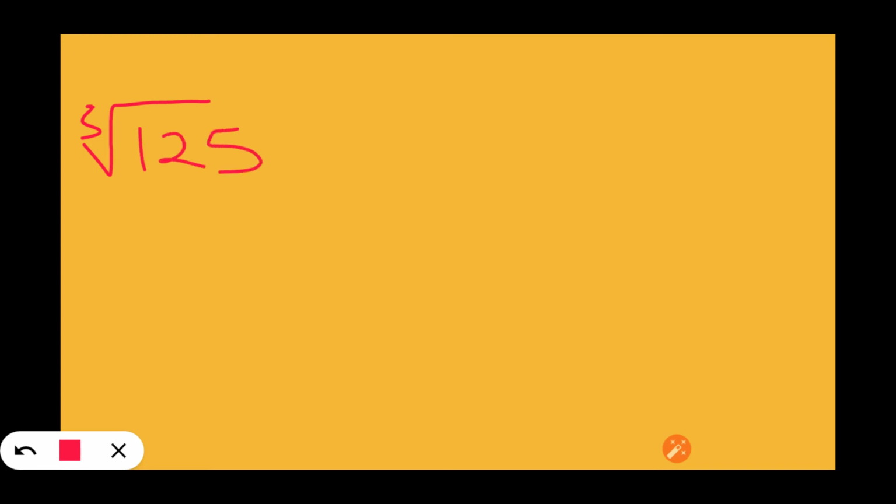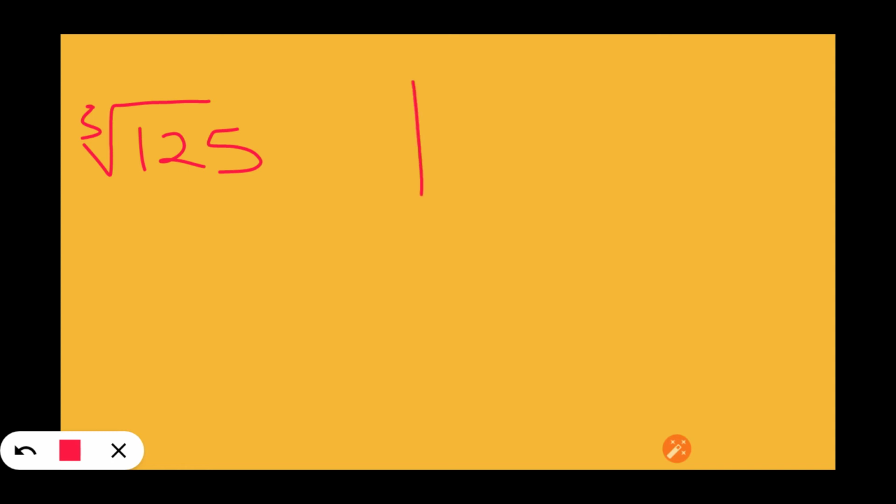The first thing I will do, I'll write my cube root sign, and I will insert 125 into it. I'll be using the prime factorization method to find the cube root of 125. What is a prime number? A prime number is a number that can only be divisible by itself and 1. And we have looked into prime numbers earlier.